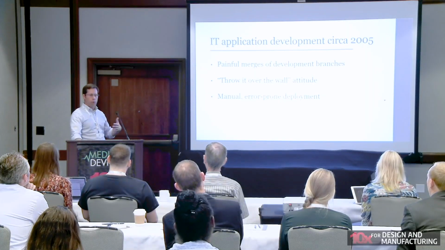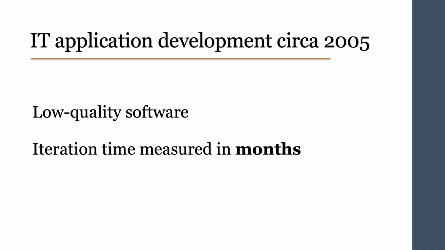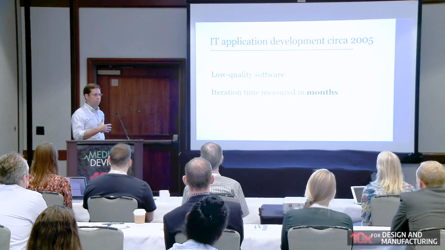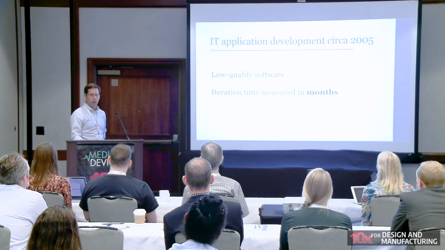And there was a lot of manual, error-prone deployment, probably poorly written instructions, and people really didn't have very much of a process for how to get applications to deployment. And that results in what you would think it would, which is very low-quality software, and the iteration time was measured in months. A lot of these applications are on a release schedule. Every 9 months, we come out with a new version of the software. And so that means if someone in marketing or on the business side has an idea that they want to test with the customer, they have to wait months and months to get an answer.